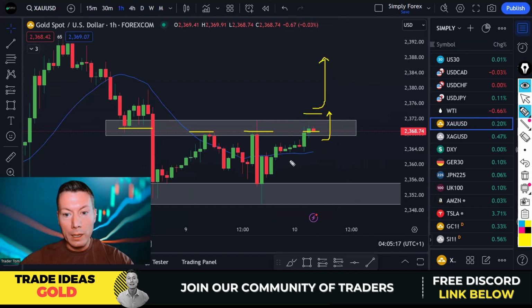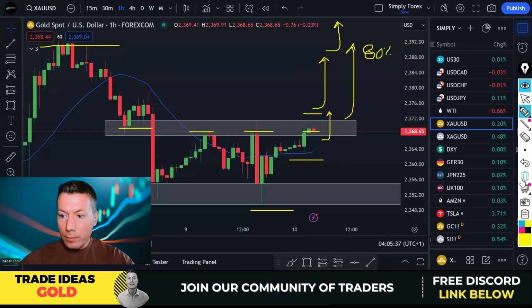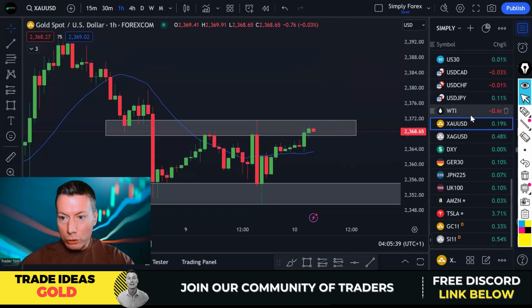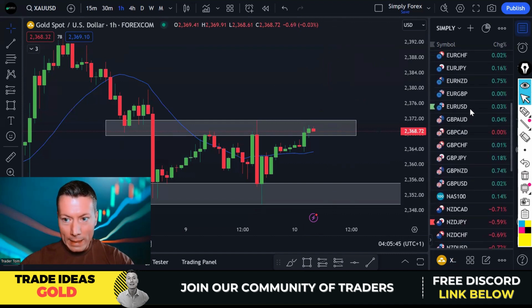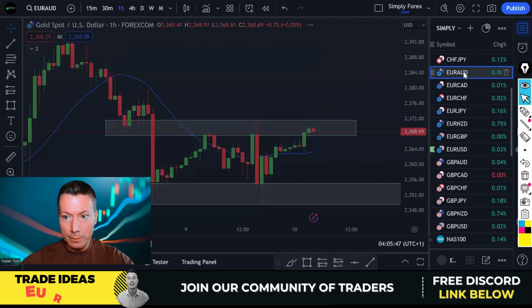Put your stop below the last swing low, or even down here if you really want to protect yourself from this trade, and then take price higher. So gold, guys, looking to buy it back up to here, close 80%, and then leave 20% to run. Also looking at one more trade. Those two are my trade ideas, but I'm also looking at Euro Aussie dollar because I like the weekly chart, but we are seeing support.